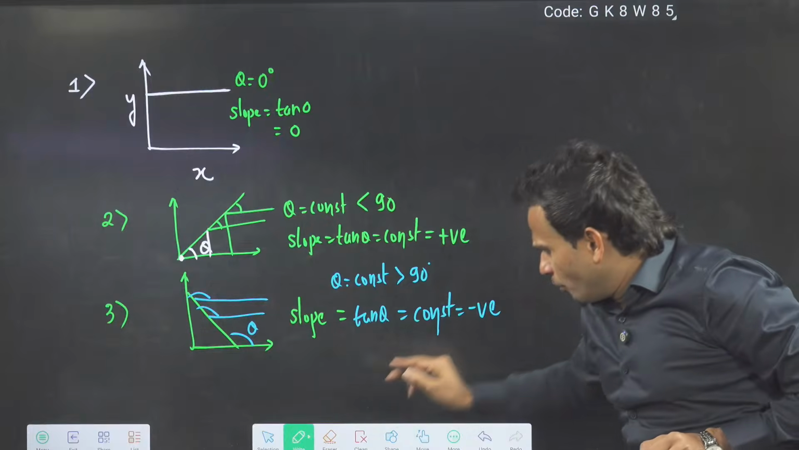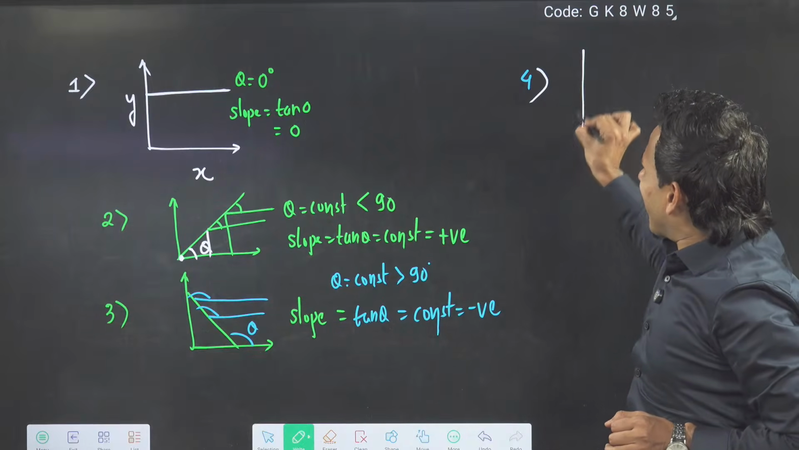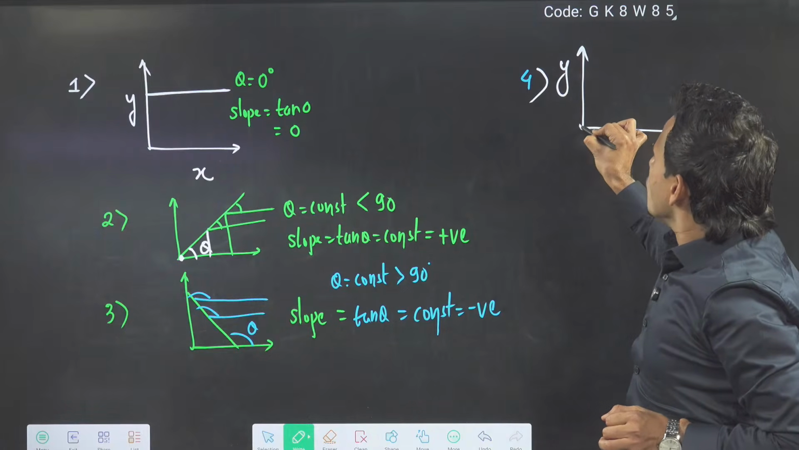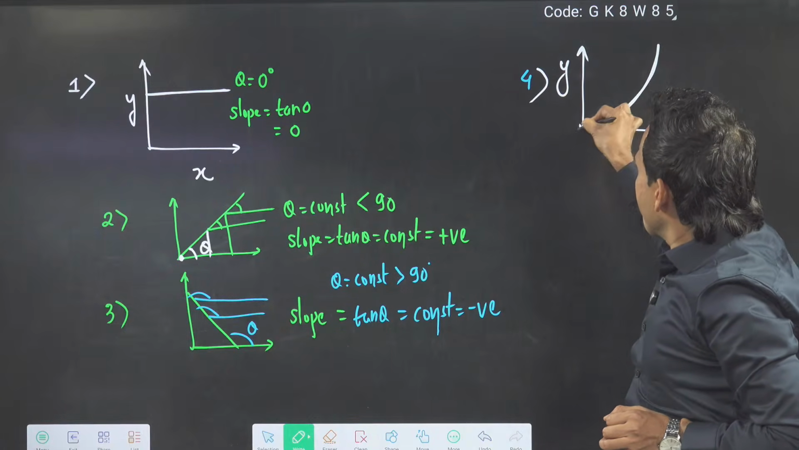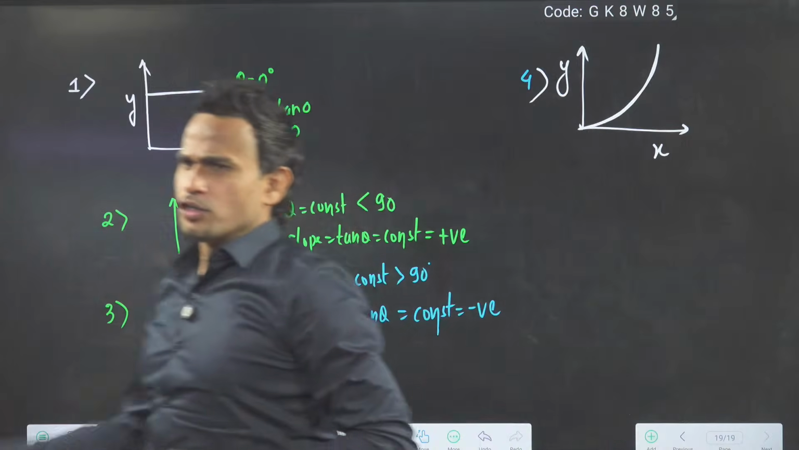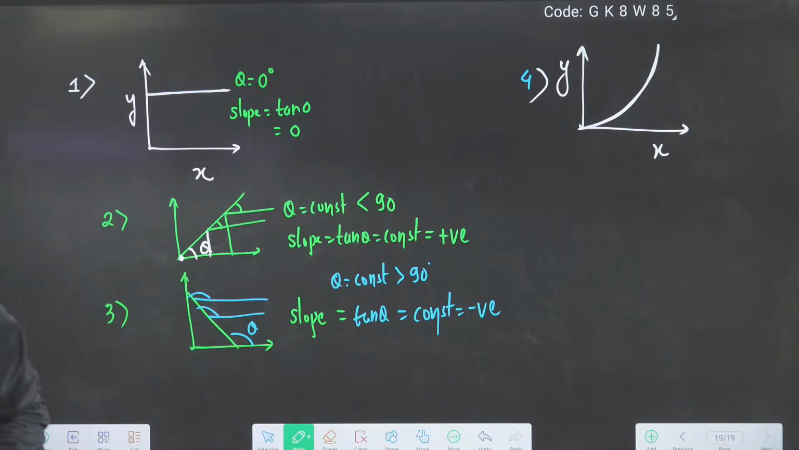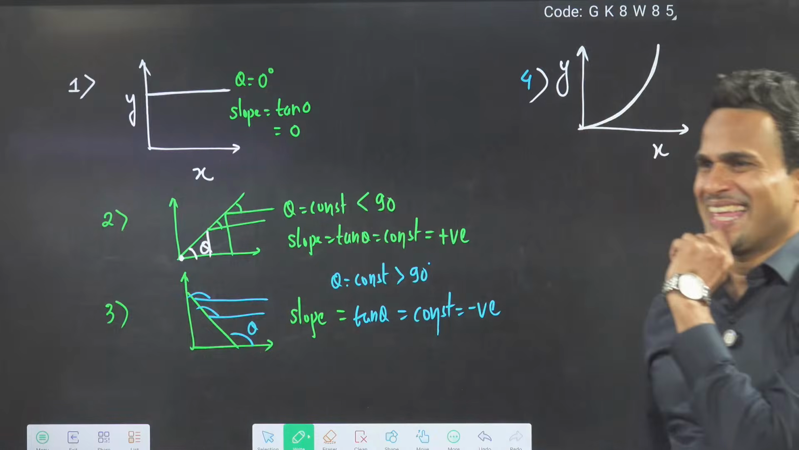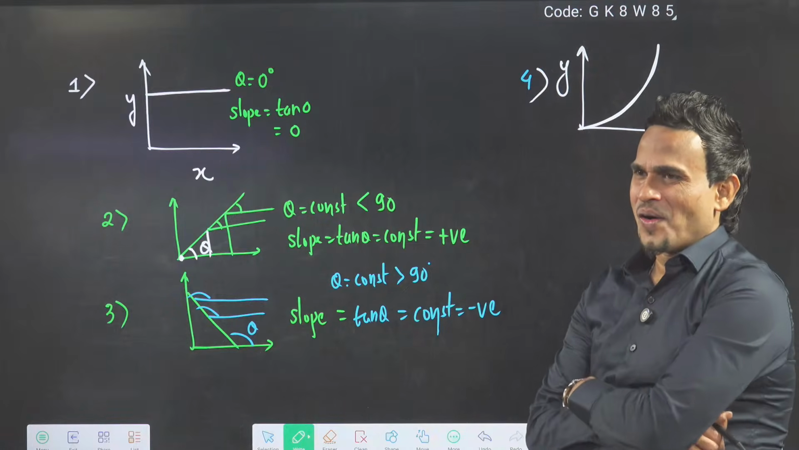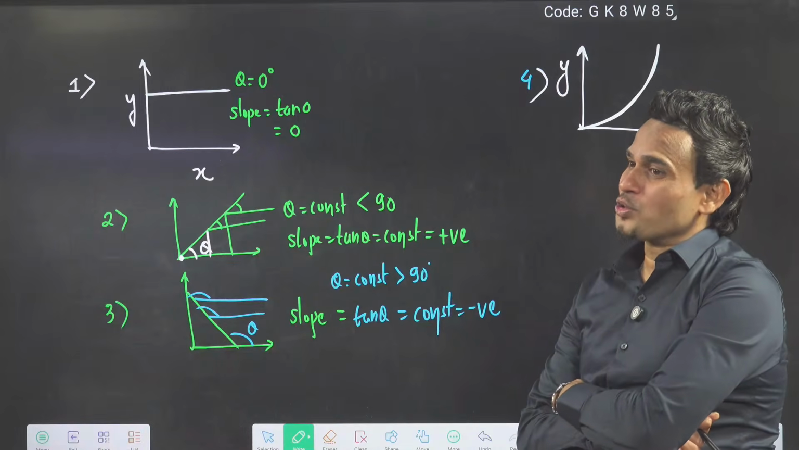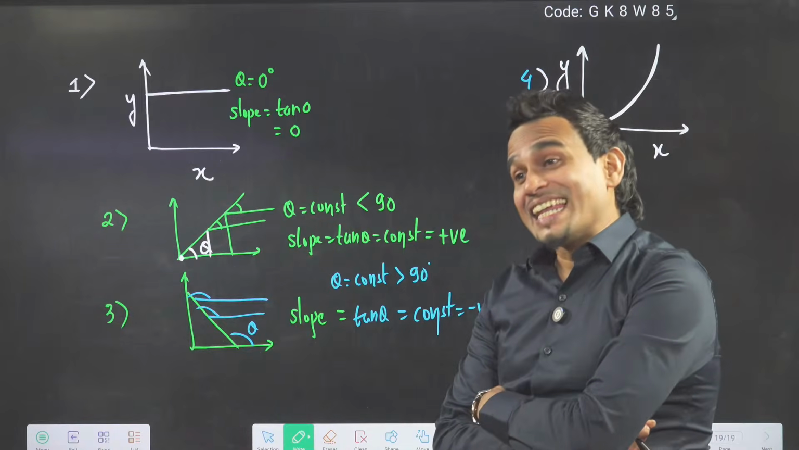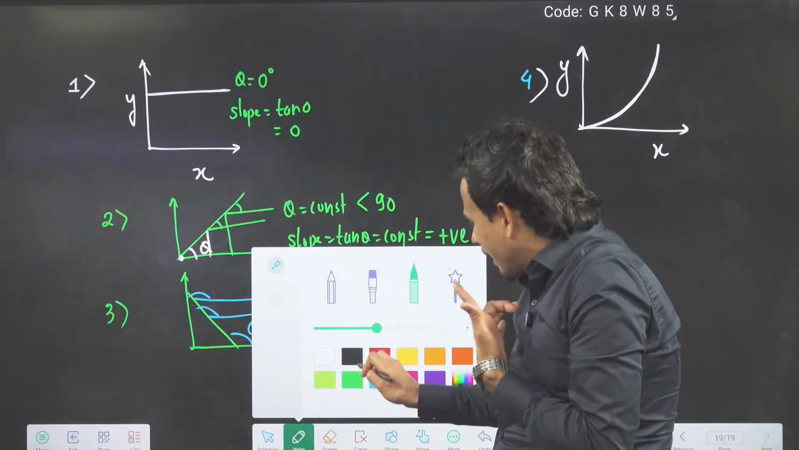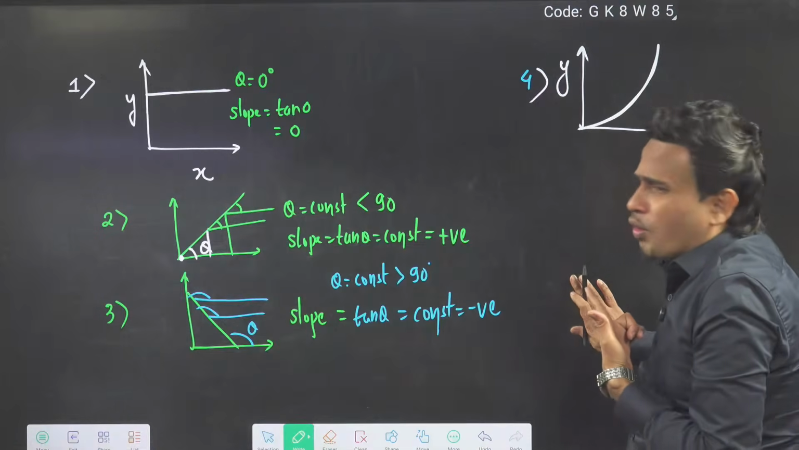Fourth one. Look, if my graph is like this, can you comment on the slope now? Can you tell me about the slope? If the graph is like this, is it now also constant? It is increasing. Now you can check. Now the slope will not be constant.